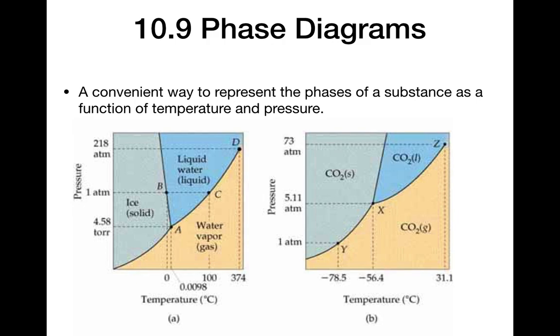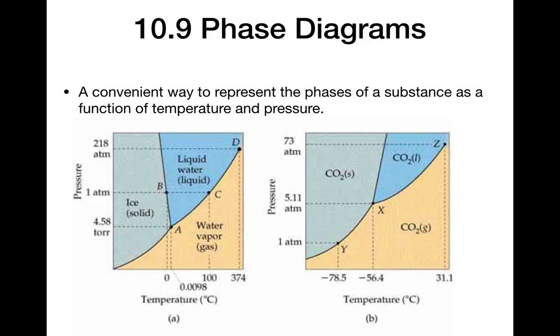One convenient way to represent the phases of a substance is using phase diagrams, which show the different phases that are stable at different temperatures and pressures. And so we see here that the solid state in gray, those are more stable at low temperatures and high pressures, whereas the vapor phase is more stable at high temperatures and low pressures, and the liquid phase is in the middle.